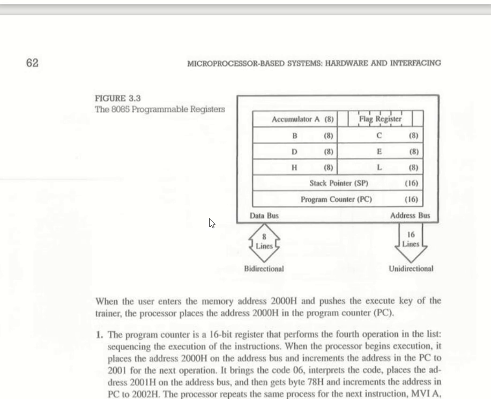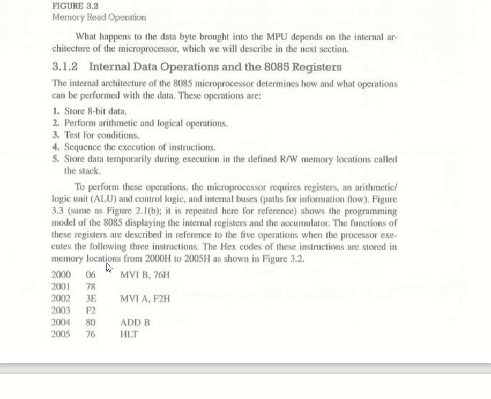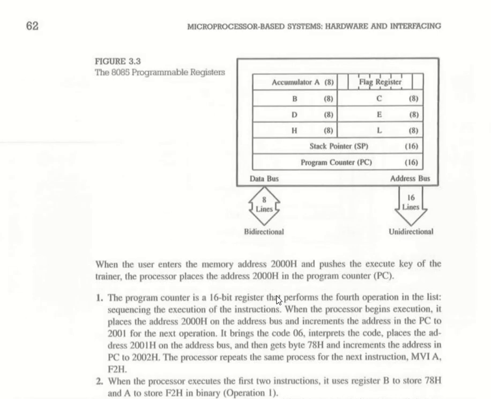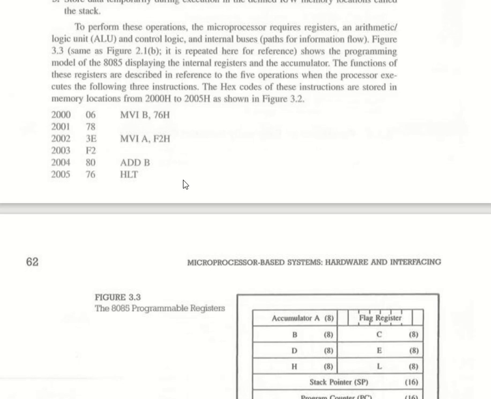Now once the execution part is done, when the processor executes the first 2 instructions, it uses some register. Let's say register B. It can take B, C, D, E, H, L, any one of them. Let's take register B to store 78h, whatever data we have over there. We have 78 here, so I'm taking 78 in 2001. This is the memory location 2001, and this is the data in it, 78. So it takes 78 and we would store it. It uses the register B to store 78h and A to store F2h in binary, the first operation, F2h, this one.